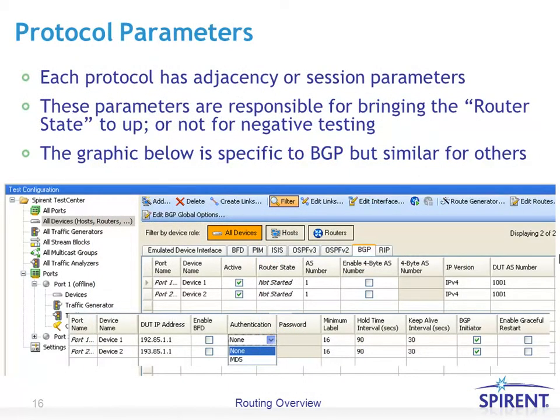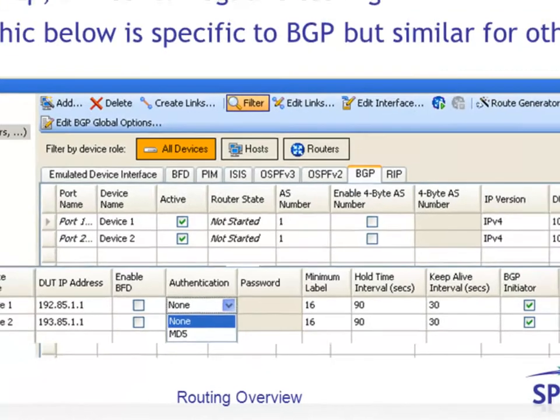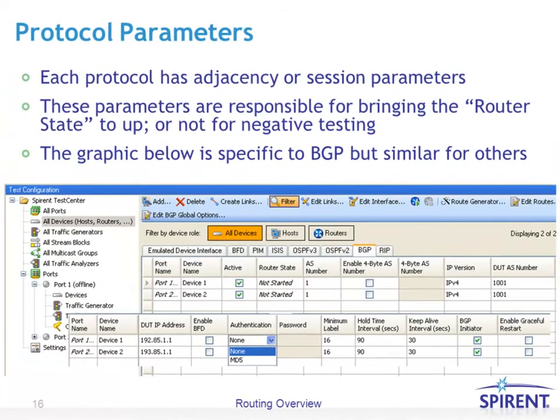Each protocol has a separate tab where you can configure that protocol's parameters separately. Of course, these are the parameters that are responsible for bringing up the router state. So there's a router state column. So for instance, when you bring up a BGP session, what you're going to advertise is your AS, what AS you're willing to peer with, what you're going to advertise as your keep alive time? Are you going to try to use authentication? So these have little to do with the actual routes that you're going to send, but rather how you're going to bring up the session in the first place.